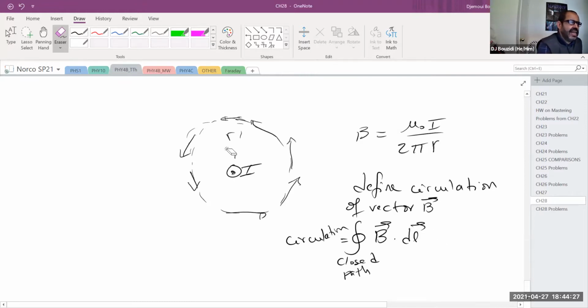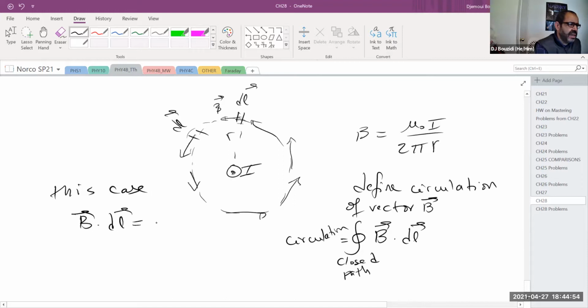But you can clearly see that anywhere on this, this is dl and this is B. Anywhere in here, dl and B are parallel to one another. So for the case of the circle, for this special case, the dot product B dot dl is simply B times dl times cosine of 0 between them, and cosine of 0 is 1. That is the dot product. So this is the special case we're dealing with.